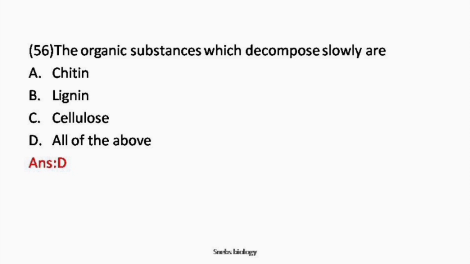The organic substances which develop slowly are option A, chitin, option B, lignin, option C, cellulose, and option D, all of the above. So, the correct answer is all of the above, because decomposition is a biological process that includes physical breakdown and biochemical transformation from complex organic molecules to simple organic and inorganic molecules. So, decomposition of organic substances is largely a biological process that occurs naturally.